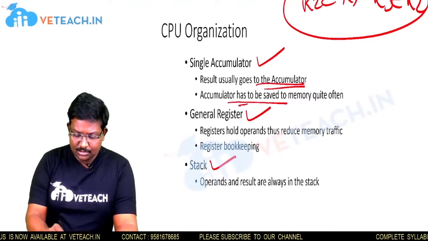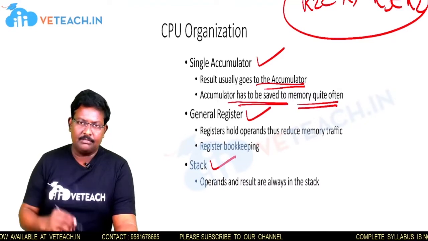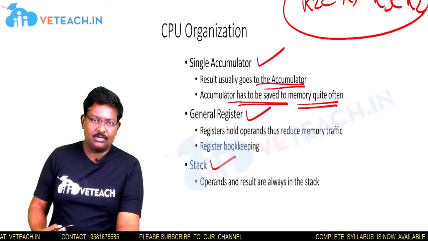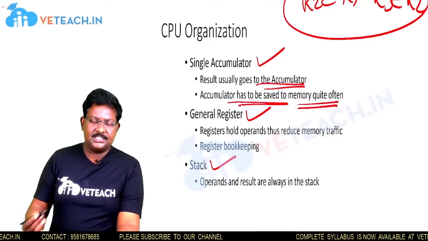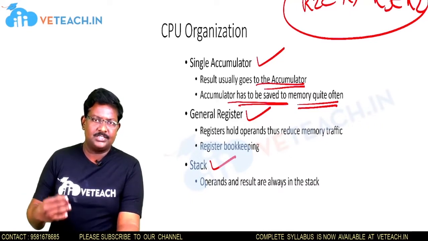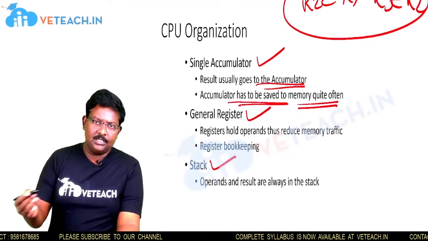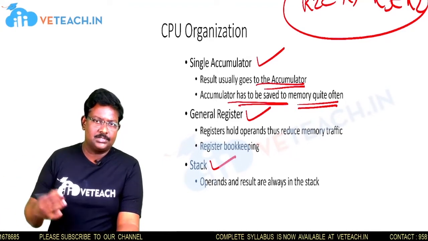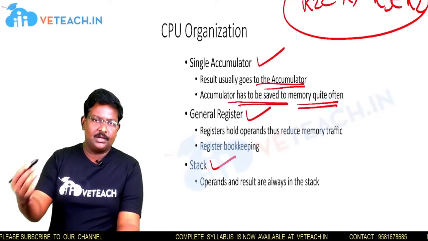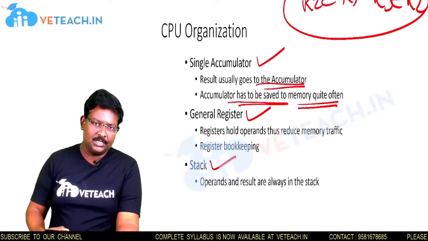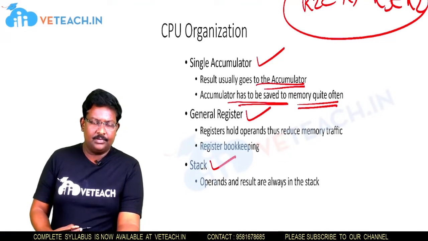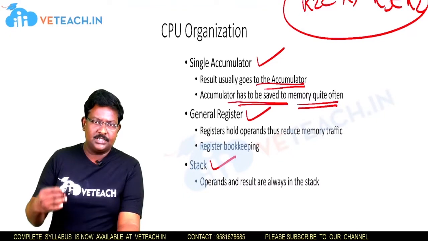The accumulator has to be saved to memory quite often. The accumulator has a very small amount of memory, or it is a register which has very few bits. So we cannot store the results in the accumulator every time. Simply we are going to store the results that are present in the accumulator into the memory, and again we are going to store other results in the accumulator. So in such type of organization, we are going to use the accumulator register very frequently.